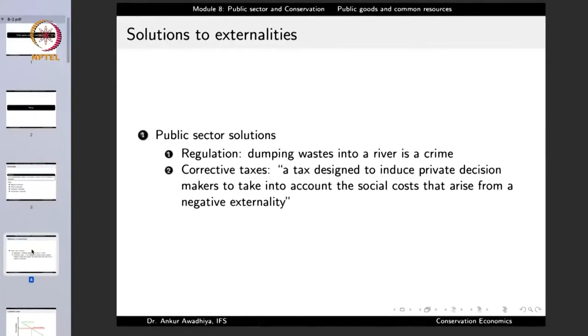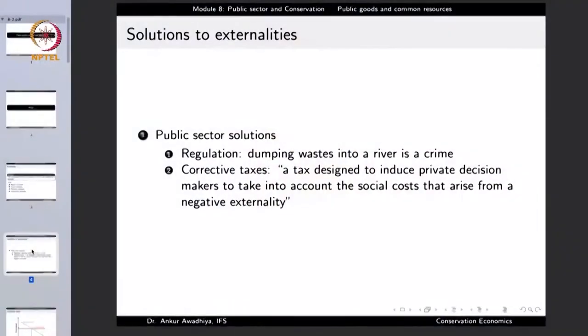Now, when you have externalities and they result in uncompensated impacts on the bystanders, how do you deal with them? So we have different options to compensate for the externalities. They include public sector solutions and the private sector solutions. One solution is the use of regulation.